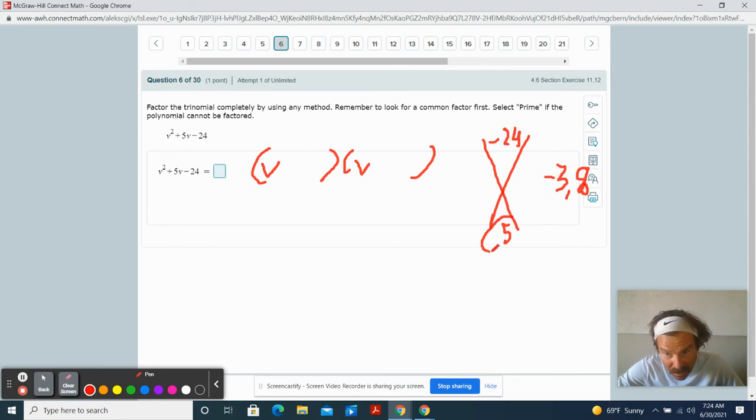This number here is really, really important because that's going to determine which of these two numbers you choose. So -3 plus 8 is 5. So I'm going to put -3 and +8. Doesn't matter the order in which you put this, as long as the sign is the same. Like you could put +8 over here and -3 over here.